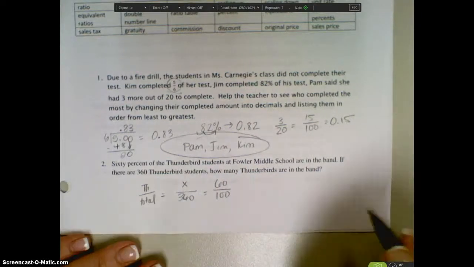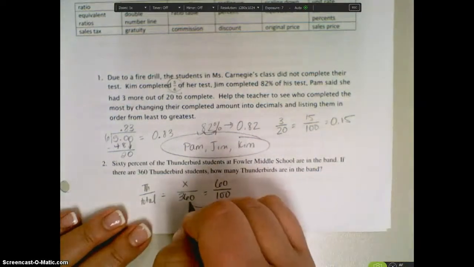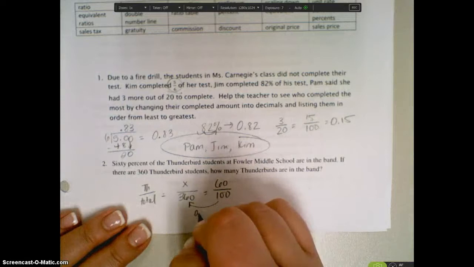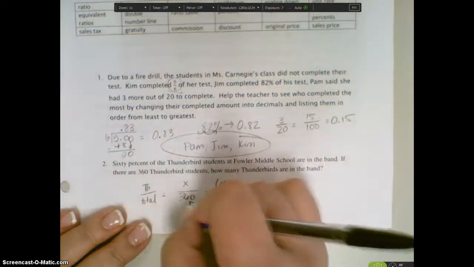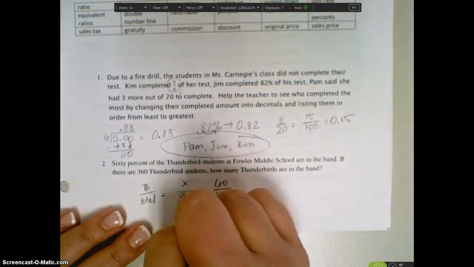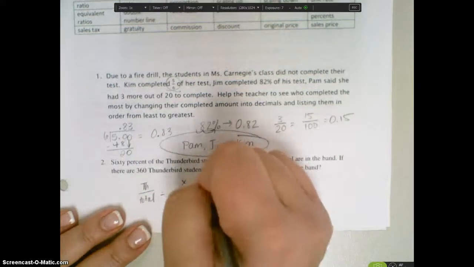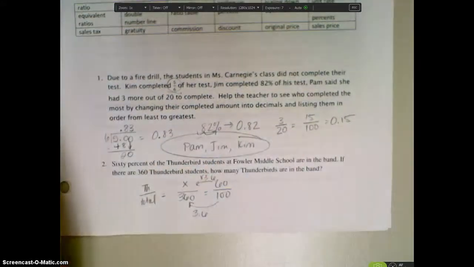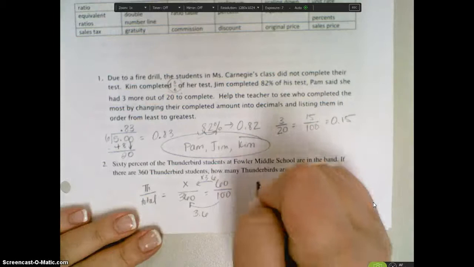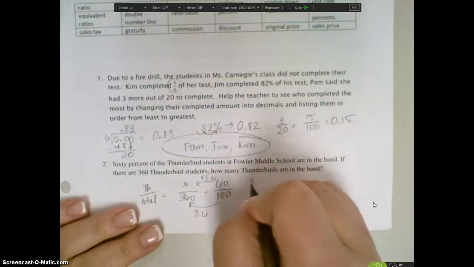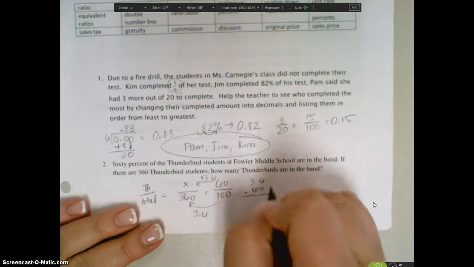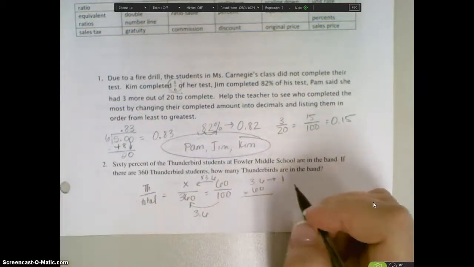The easiest way to do this is to see that to get from 100 to 360, there's a scale factor of 3.6. And so I would need to multiply 60 times 3.6 to find that answer. So to multiply that, I'll come over here and do 3.6 times 60. I'm going to have one decimal place, so I need 1 in my answer.